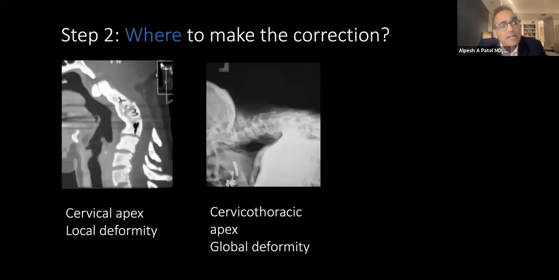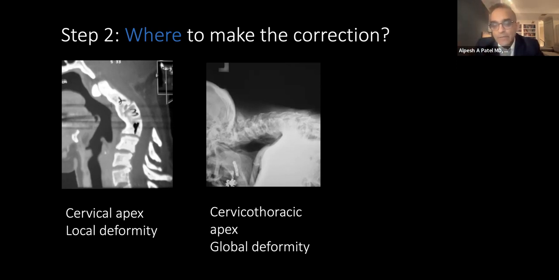So after we've decided if it's fixed or flexible, we have to ask ourselves, where are we going to make the correction? So there are some deformities, like on the left, where you see the apex of the deformity is in the subaxial spine, and it's a localized deformity. So we're going to probably need a local corrective maneuver, right? Correcting this patient by adjusting their T1 slope or by changing their cervicothoracic alignment won't really account for this focal kyphotic deformity, nor will it address the neurological issues that likely go with it.